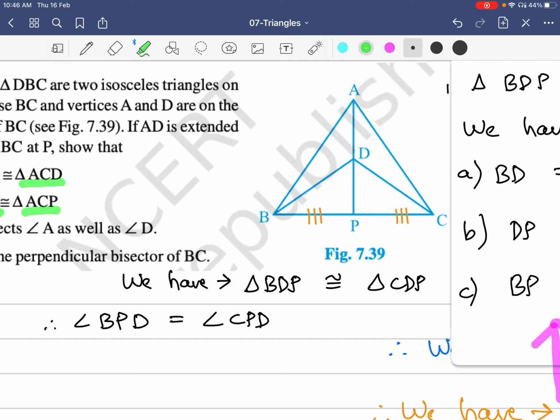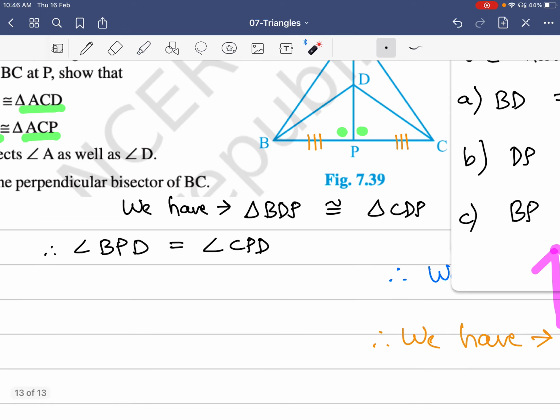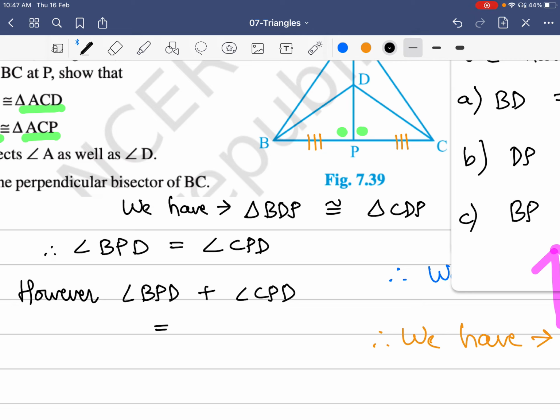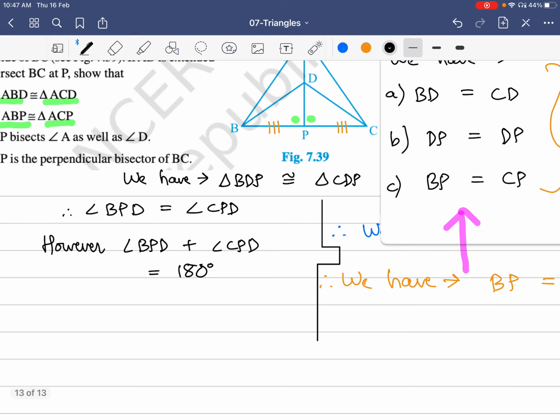I'm going to use a highlighter. This angle BPD is equal to angle CPD. However, we know that the summation of two angles on a straight line is equal to 180 degrees. So, however, angle BPD plus angle CPD is equal to 180 degrees. Why is this so? Because these are straight angles. Let me just write the explanation. Because these are straight angles, angles which lie on a straight line, their summation is always equal to 180 degrees.